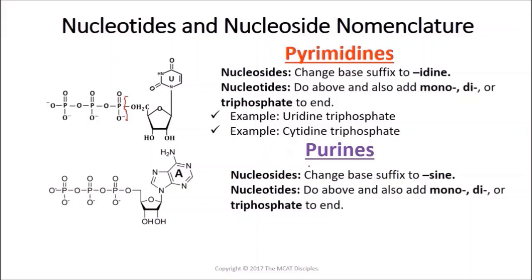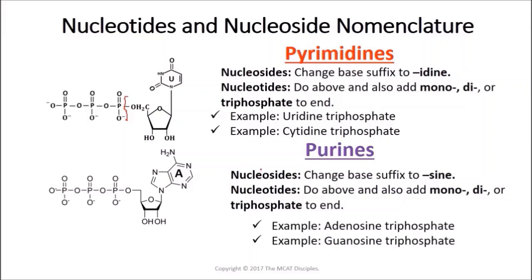All right, for nucleoside, you change the ending to -sine. So if you have adenine, if it's a nucleoside, you call it adenosine. And if it was guanine, then in a nucleoside form or nucleotide form, you call it guanosine monophosphate, let's say. And that's pretty straightforward.